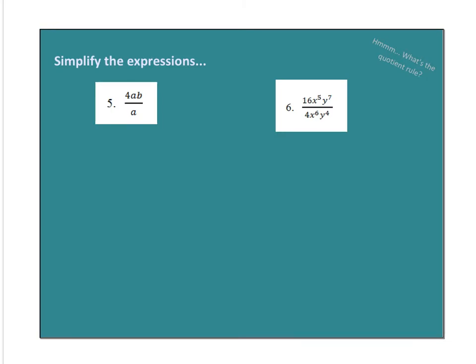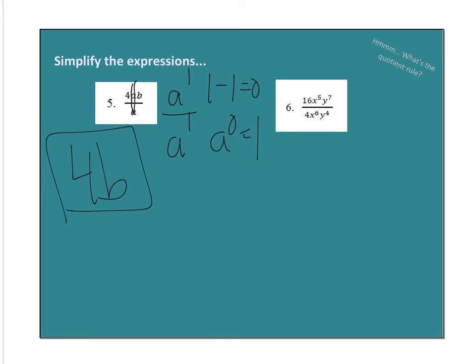So simplifying here, pretty straightforward. A over a cancels out. That's like saying a to the 1st over a to the 1st. 1 minus 1 is 0. Anything to a 0 power is 1, so that does me no good. I'm left with 4b, and that's it. Technically, it could be 4b times 1, but that doesn't help me.